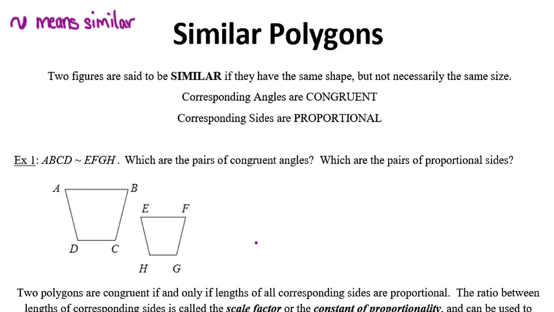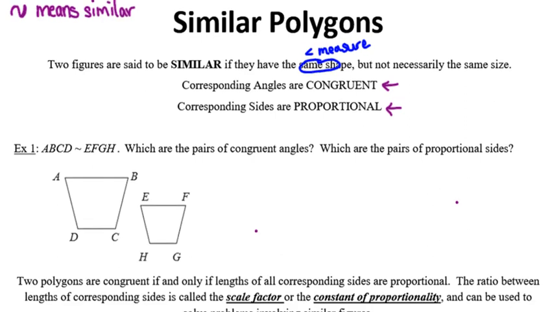We say that two figures are similar when they have the same shape, or in other words, the same angle measure, but not necessarily the same size. The corresponding angles are congruent, which is what gives our figures the same basic shape, and the lengths of the corresponding sides are always proportional.